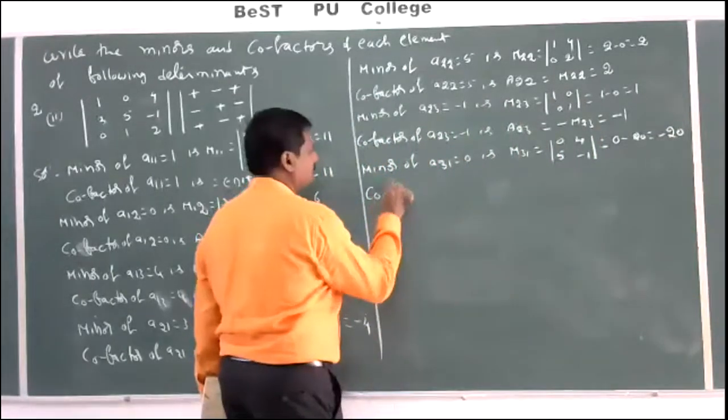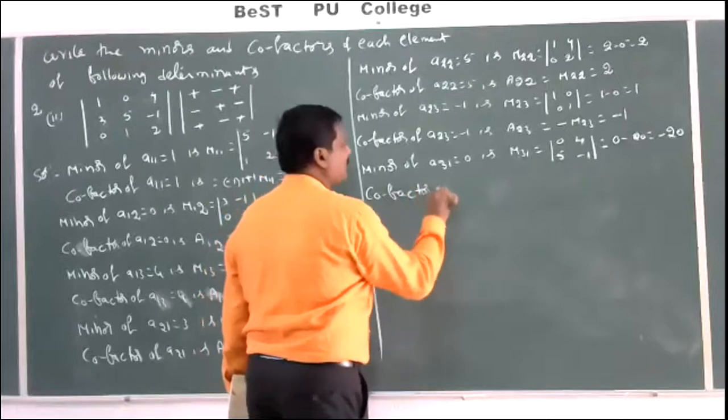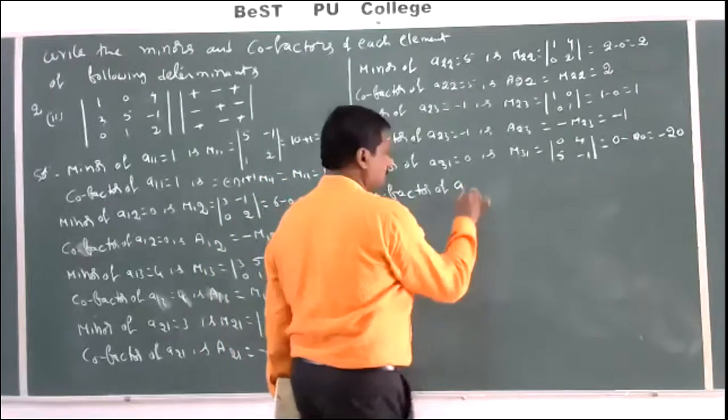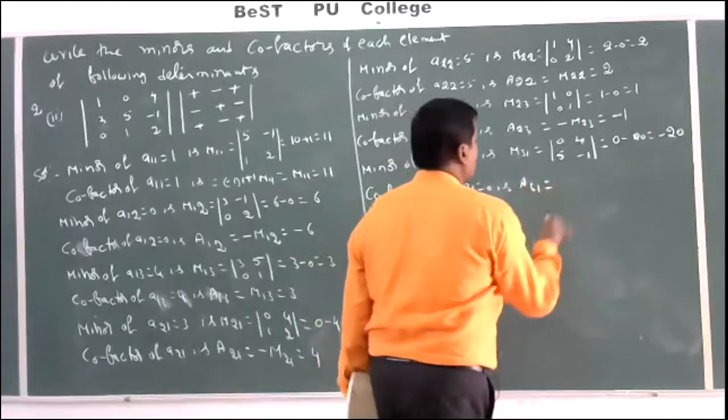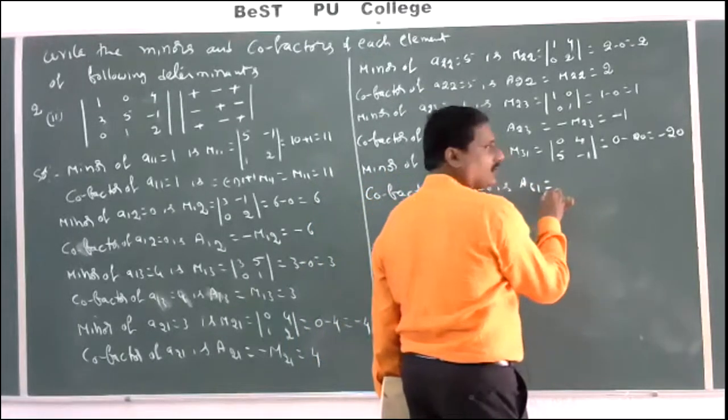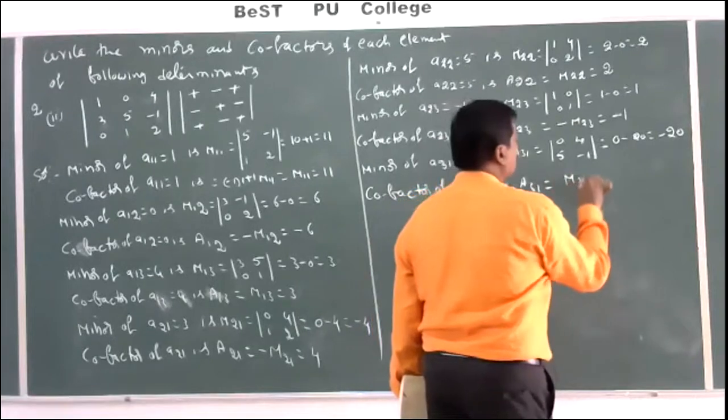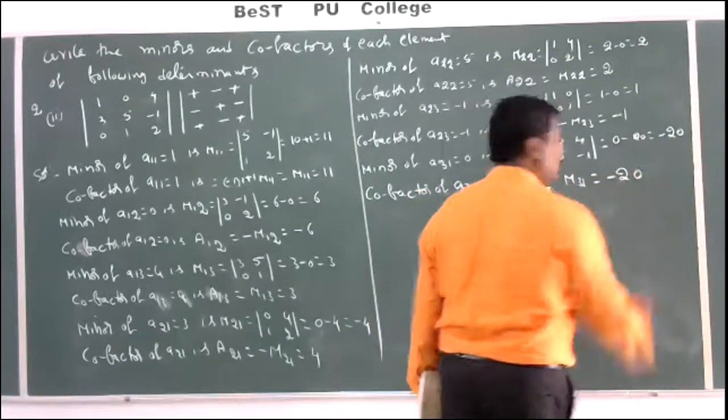Cofactor of A31, capital A31. This is equal to 3 plus 1, 4, even. Therefore, A31 is equal to minus 20.